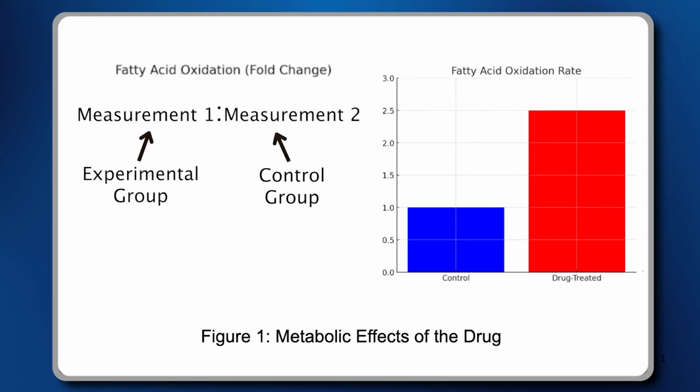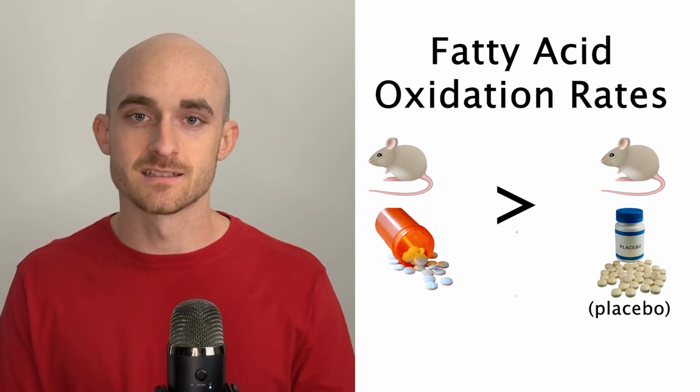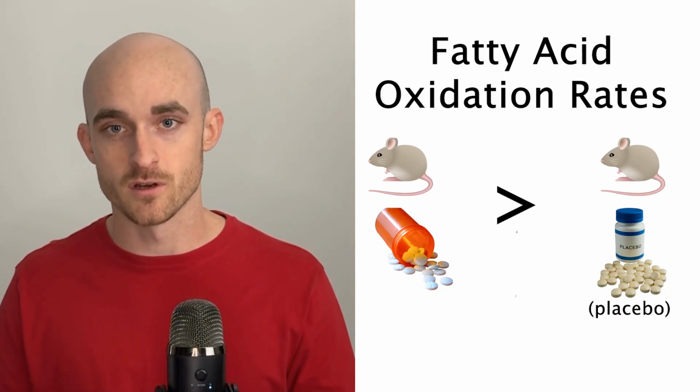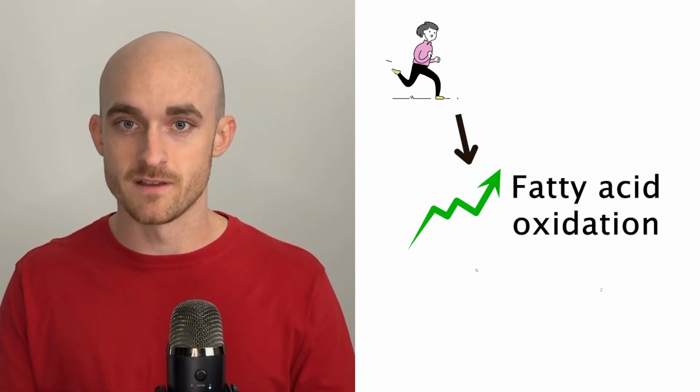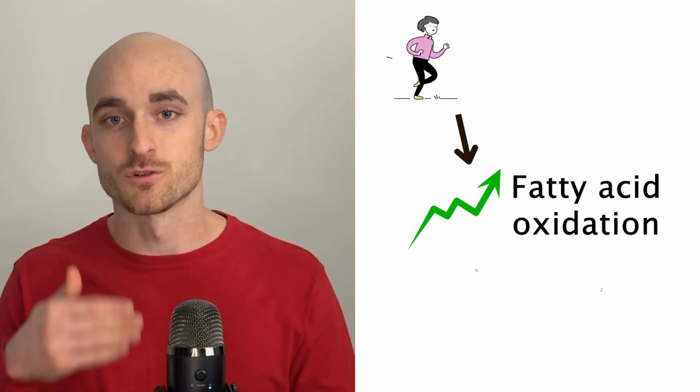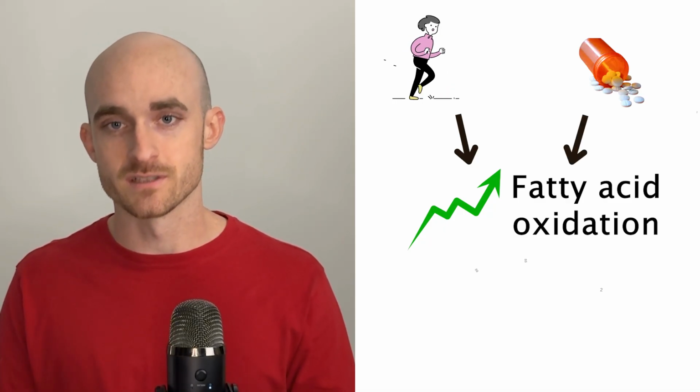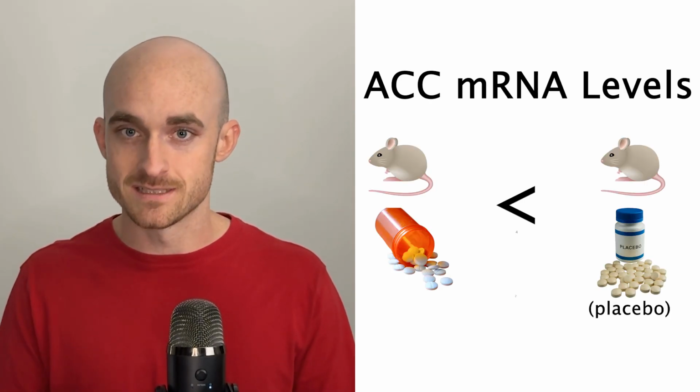Now that we understand how the results are going to be presented, we can make our prediction. If the drug works and it mimics exercise, then we should expect higher rates of fatty acid oxidation in the mice who were given the drug, because exercise induces fatty acid oxidation, and we were directly told that the drug increases the rates of fatty acid oxidation. And we should also expect the amount of ACC mRNA to be decreased in the experimental group.